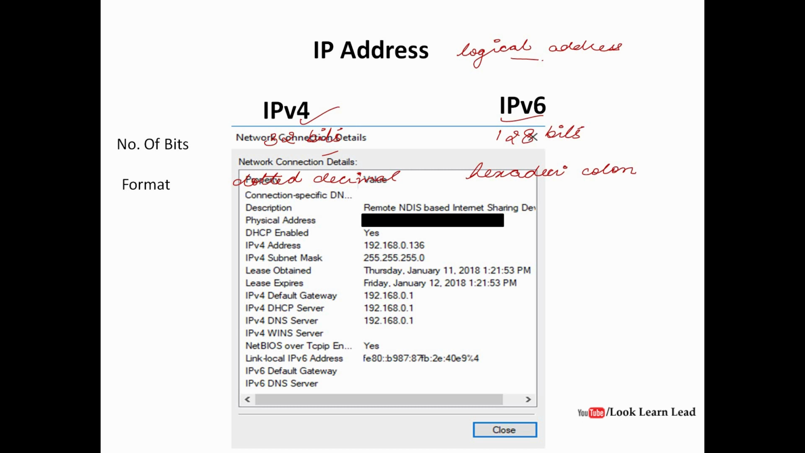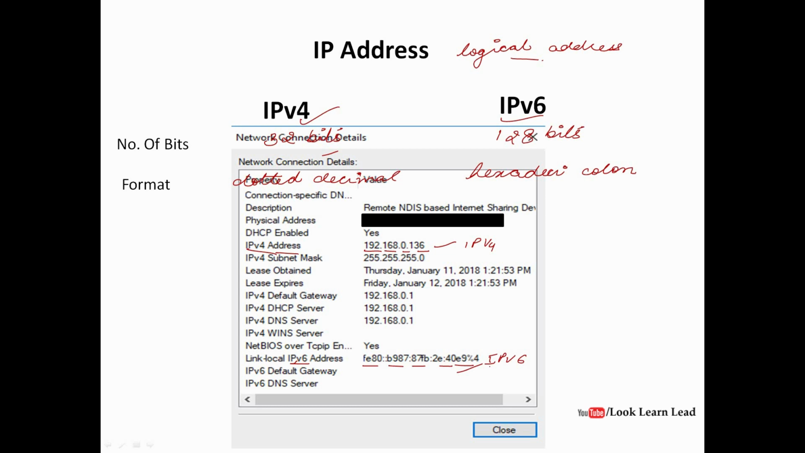So let's see how it is written. This is an IPv4 address. It is written in dotted decimal, that is 1, 2, 3, 4: there are 4 numbers which are separated by a dot. Now see, this is IPv6. It is denoted in hexadecimal format. You have to remember these two things about IPv6: that it is 128 bits long and it is in hexadecimal colon notation.